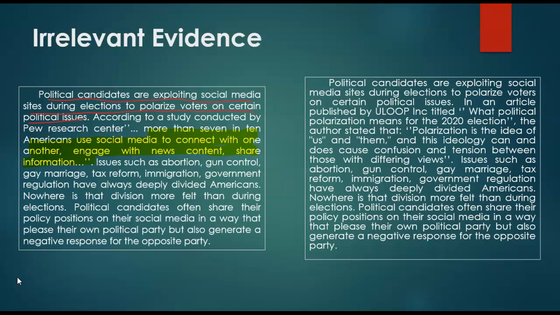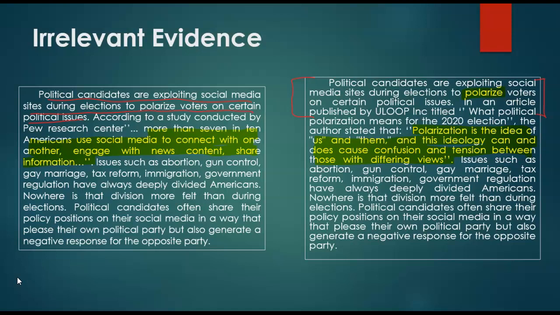So let's look at the paragraph to our right. The topic sentence is the same, but now let's look at the quote. "Polarization is the idea of us and them, and this ideology can and does cause confusion and tension between those with differing views." It's trying to define what polarization is. Why? Because the word polarize appears in the topic sentence. This is a good quote when there's an explanation of a term that is thrown into the topic sentence.